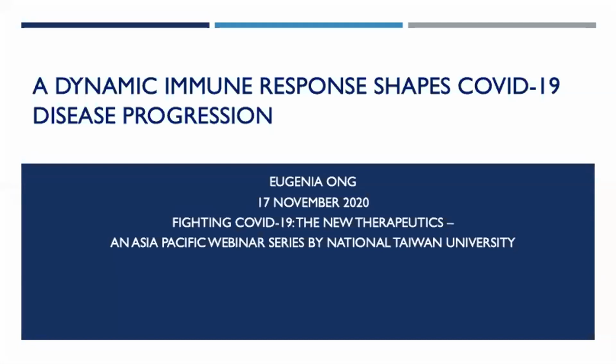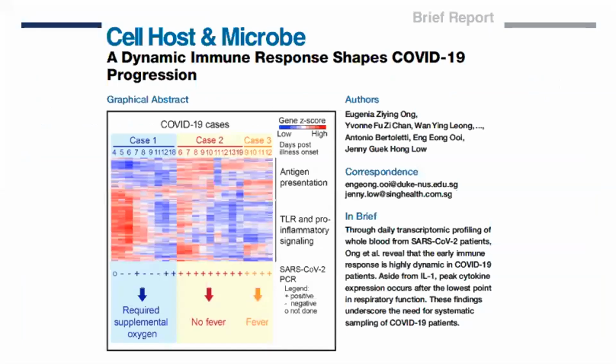So the topic that I'm going to be telling you all about today is our recent work on how a dynamic immune response shapes COVID-19 disease progression. This work was published in April as a brief report in Cell Host and Microbe. The distinctive feature of this work was that we had performed daily transcriptomic profiling on 3 COVID-19 cases. And as Chen Xiao had mentioned just now, they happened to be one of the first cases of COVID-19 that was imported into Singapore back in January of this year.